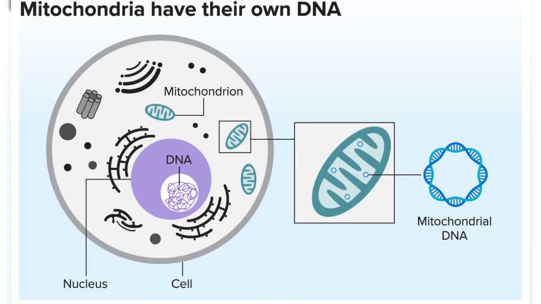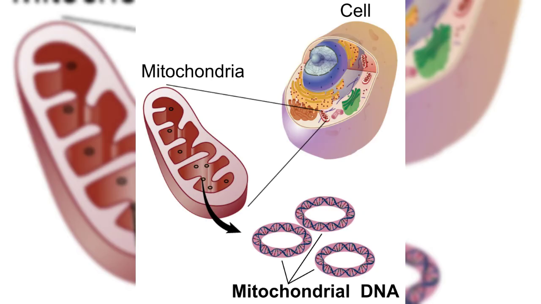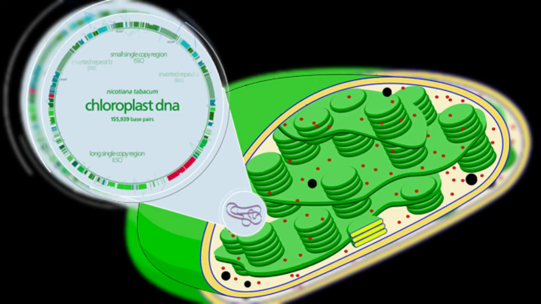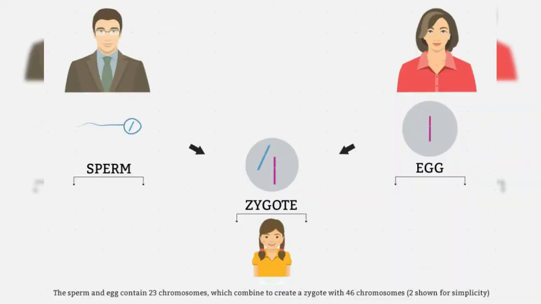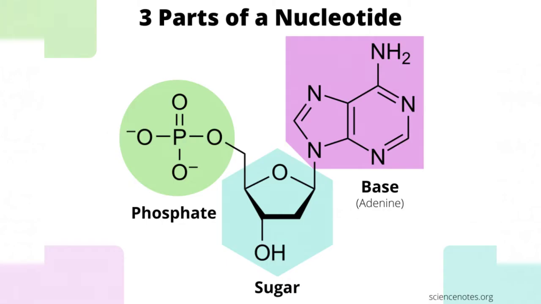Nuclear DNA is located in the nucleus, mitochondrial DNA is located in the mitochondria, chloroplast DNA is located in the chloroplast. Nuclear DNA controls the synthesis of protein, more on that later. Nuclear DNA also transmits characteristics from parents to offspring.